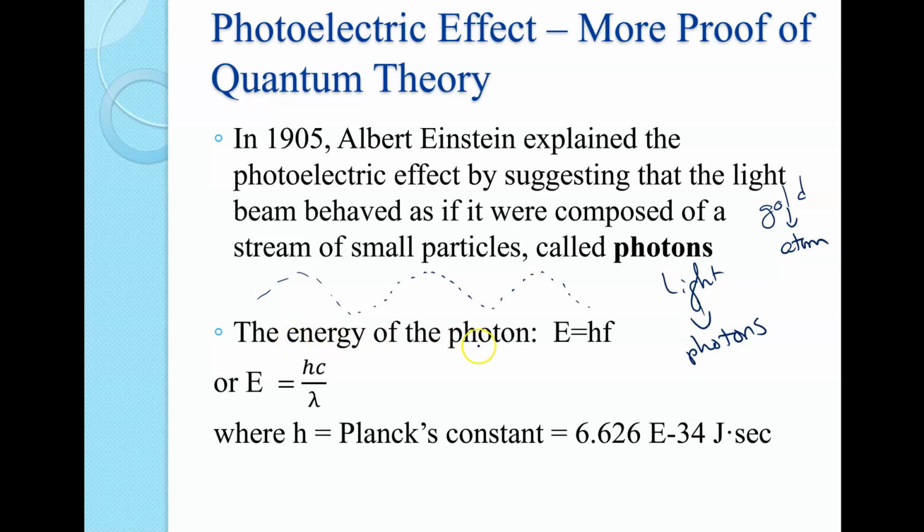And he said that the energy of one photon, one of those little tiny packets of energy, is Planck's constant times the frequency. h is Planck's constant. You don't have to memorize it. I'll give it to you. If I rearrange c equals lambda f, and I say, all right, f is c over lambda, and I plug that in, I end up with a different way of writing it. So either way is fine. Depends on what you're given.